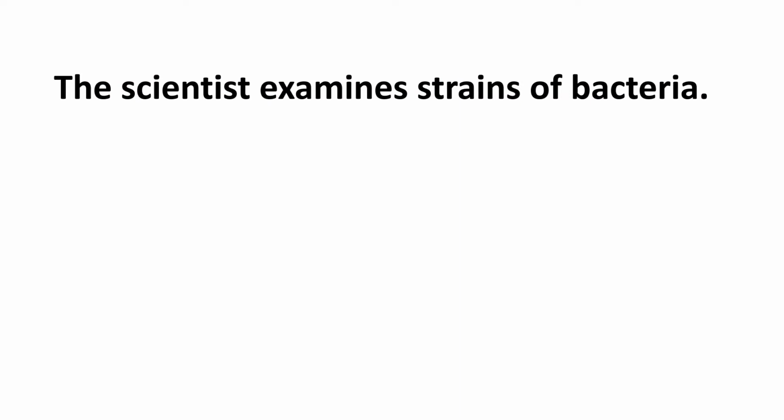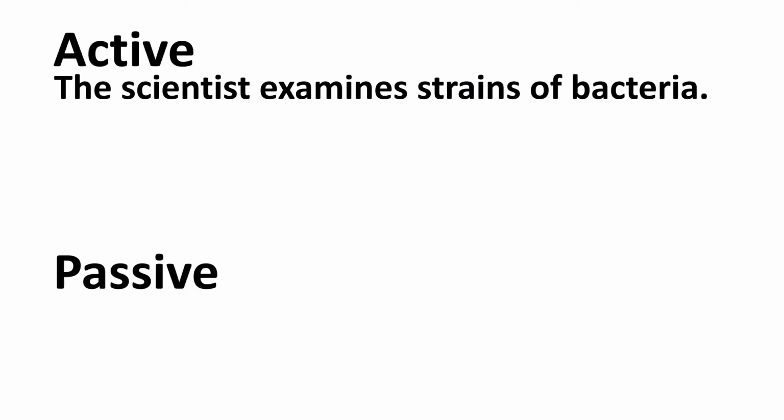In English, sentences can have one of two voices, active or passive. In the active voice, the actor comes first, then the action, then the object. In the passive voice, three things are different. First, the object moves in front of the verb.